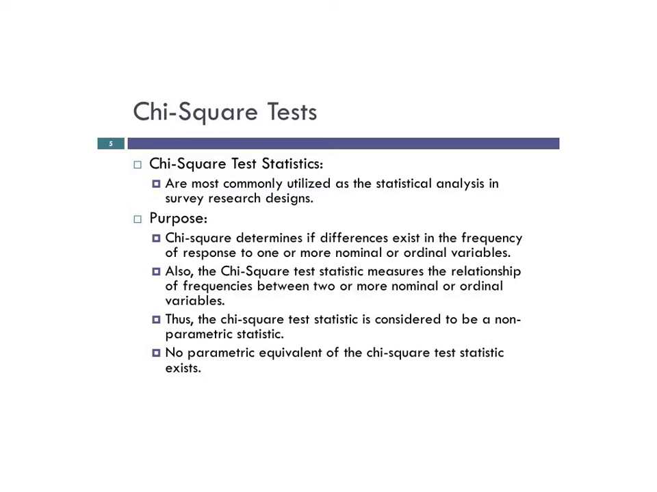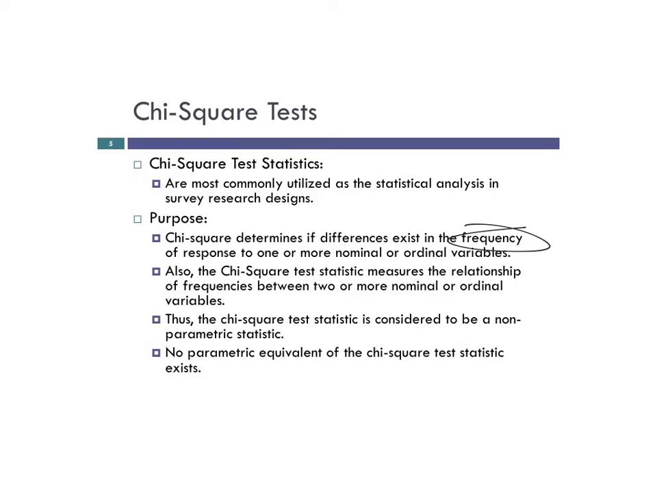They're most commonly used in survey research designs, which is your most descriptive form of research design. And here we're going to start with a one-way chi-square, but they determine if differences exist in the frequency of a response to one or more nominal or ordinal variables. So the key word there is frequency, and we're going to keep coming back to that.